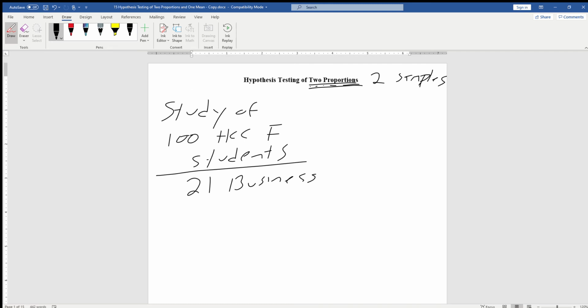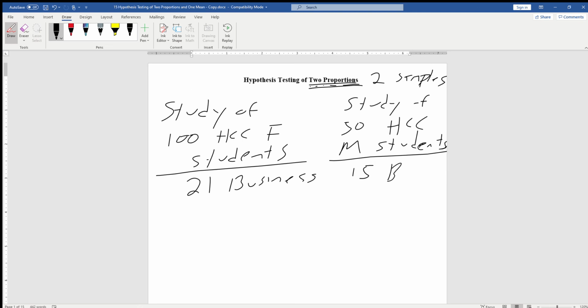Let's say I did the exact same thing, except maybe I did a study of 50 males at HCC. And let's say of those 50 males, 15 were business majors. And so the question is, is the proportion significantly different between gender?